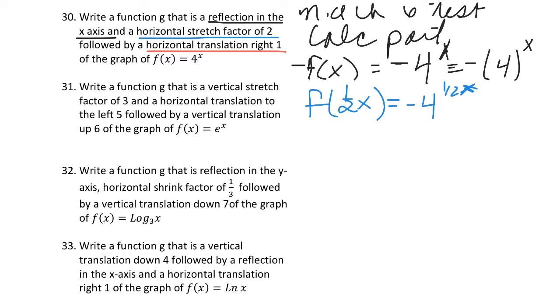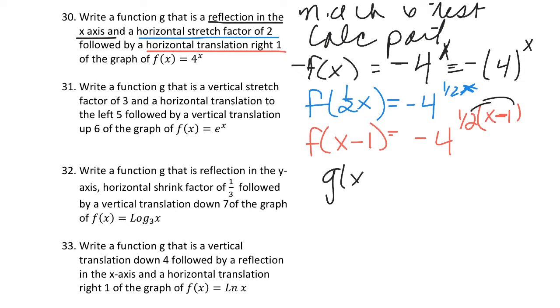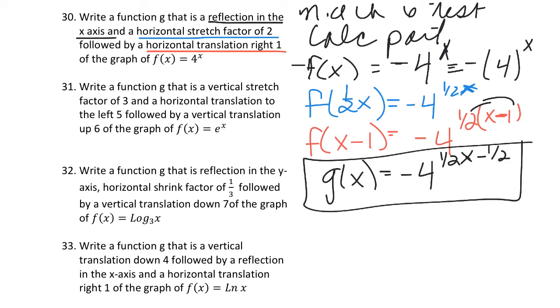And then lastly, a horizontal translation right 1, that's f of x minus 1. So that's negative 4 to the 1/2, and I replace the x with x minus 1, and we distribute. So we get g of x, the final answer, is negative 4 to the 1/2 x minus 1/2. And we'll just leave it like that. That's your answer.